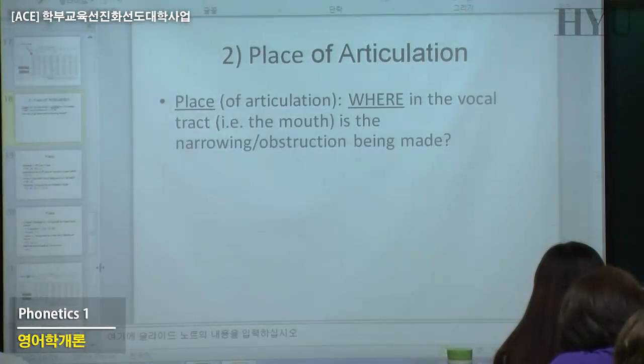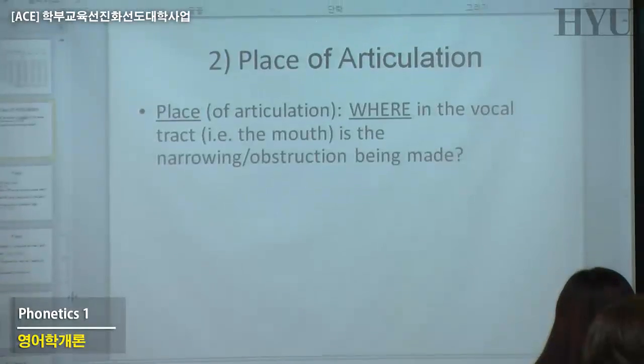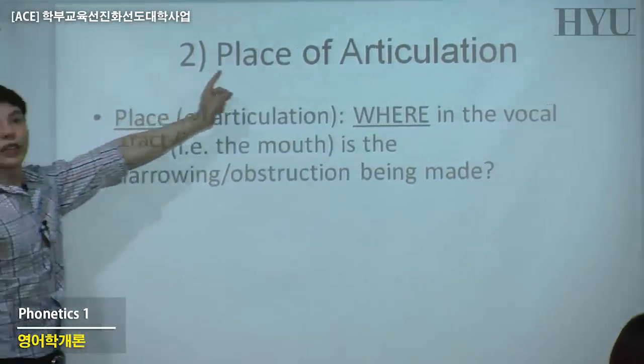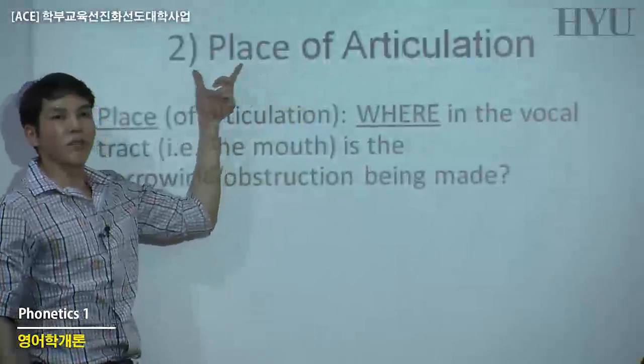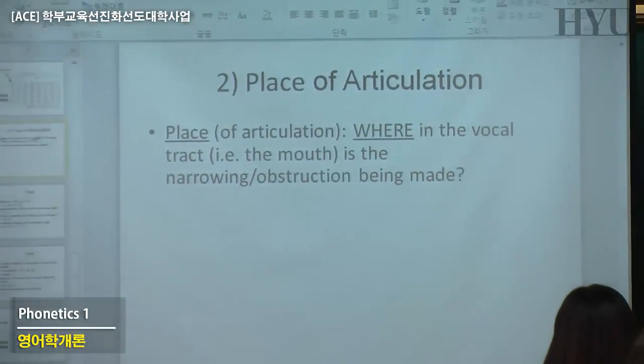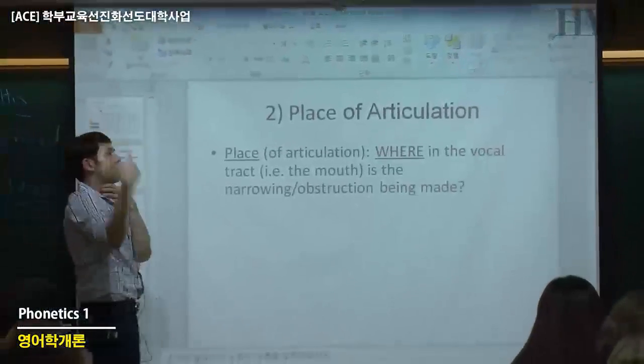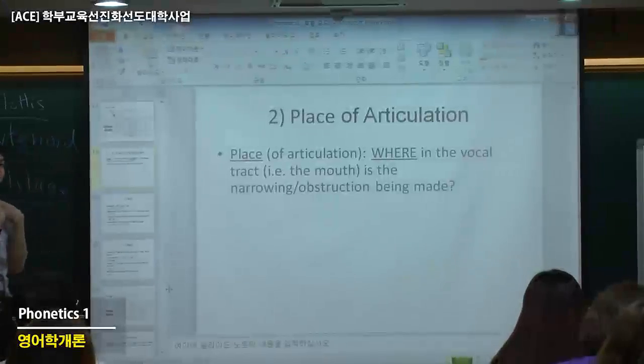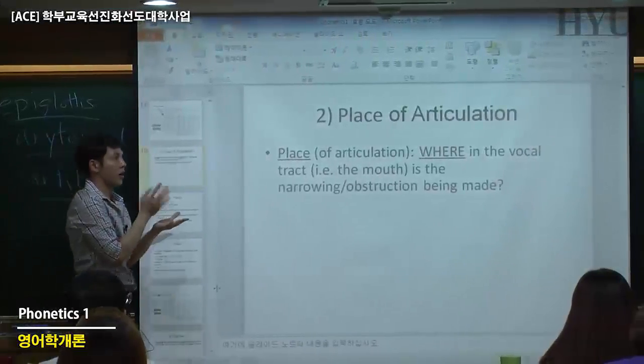The second thing that we know about consonants is the place of articulation. The place refers to exactly where the sound is made. The first one is voicing, right? The voicing is in the larynx, whether your vocal cords vibrate or not.